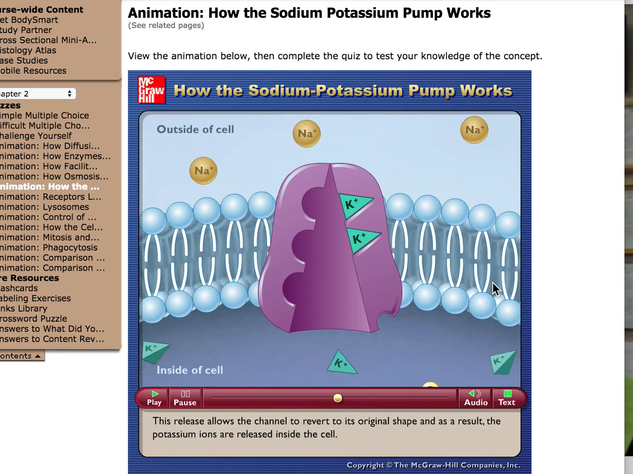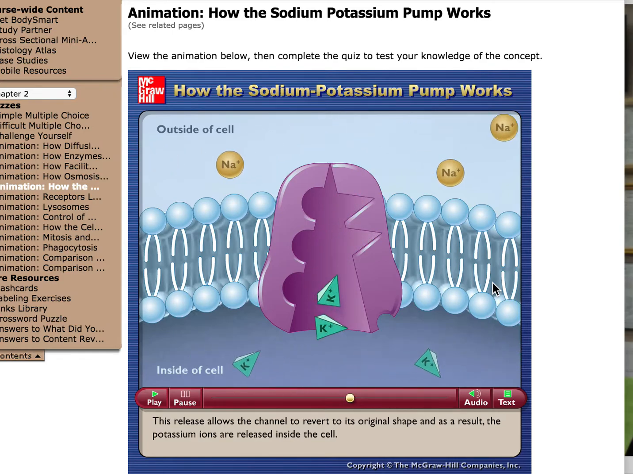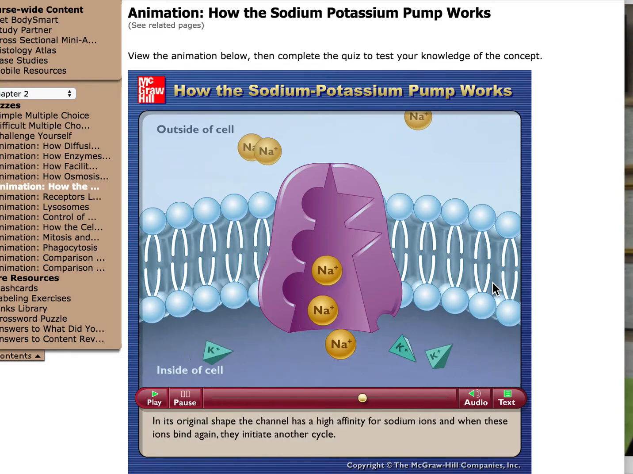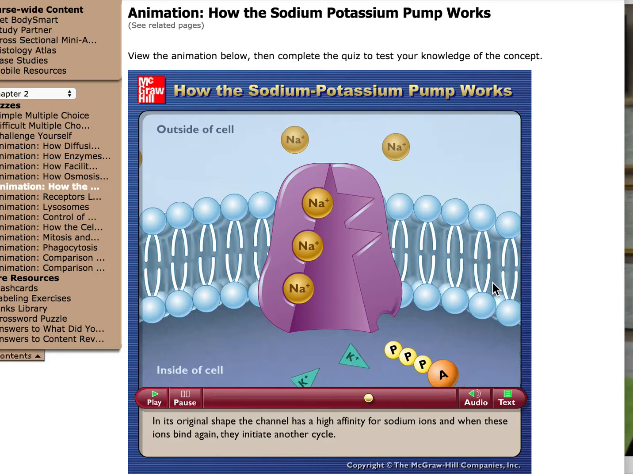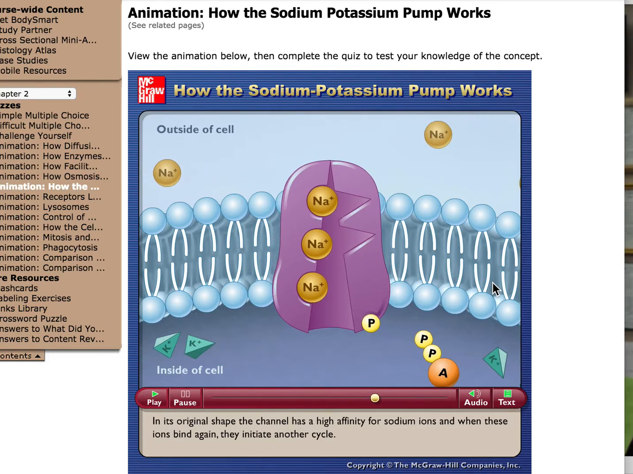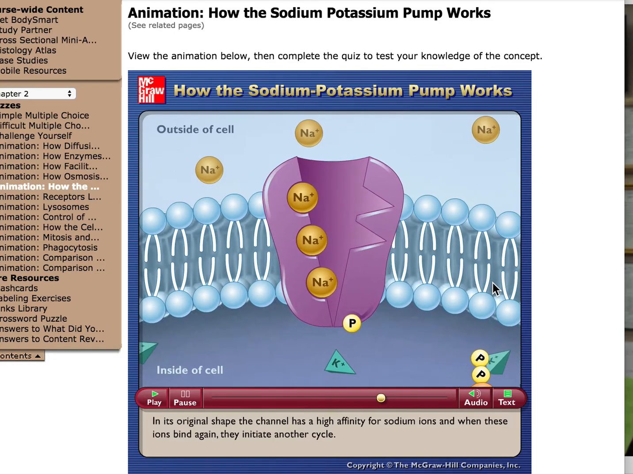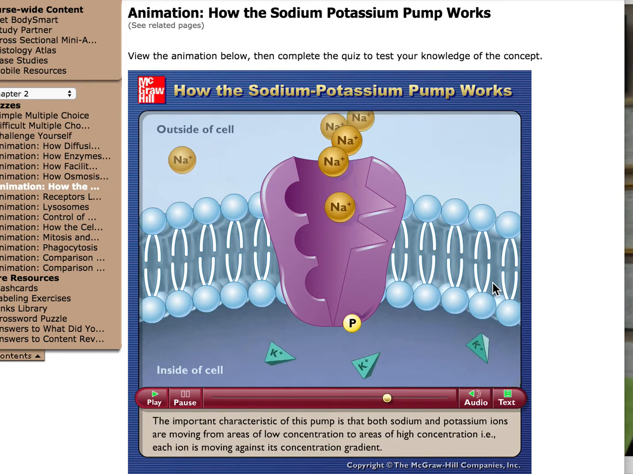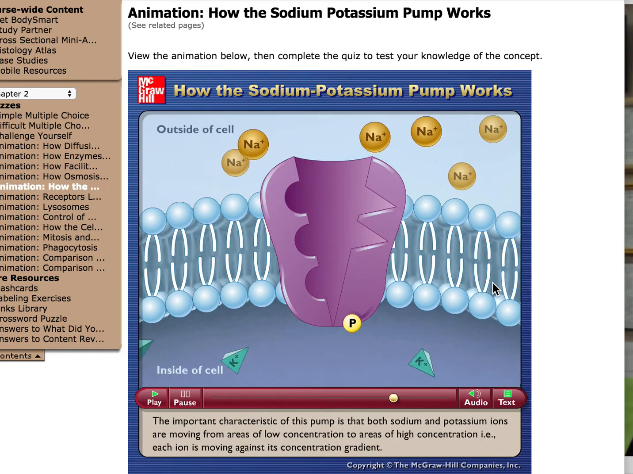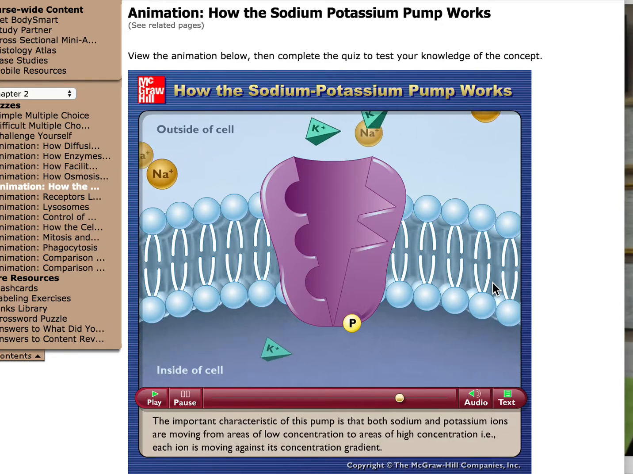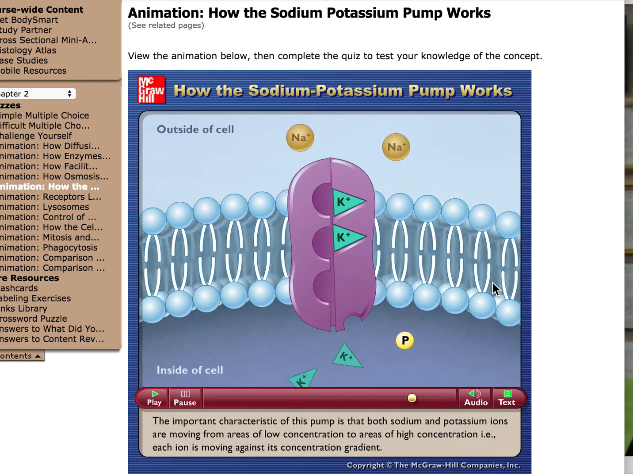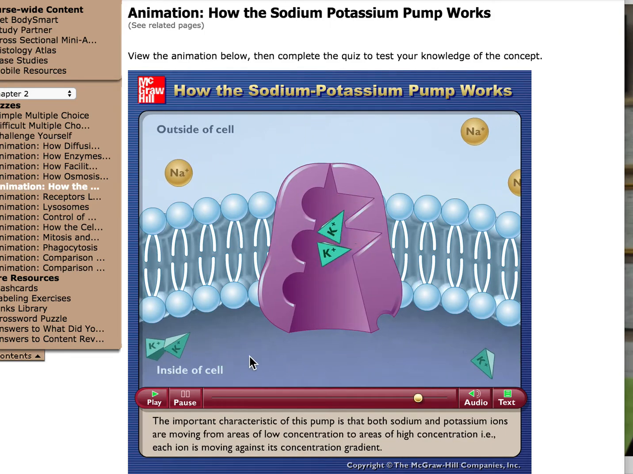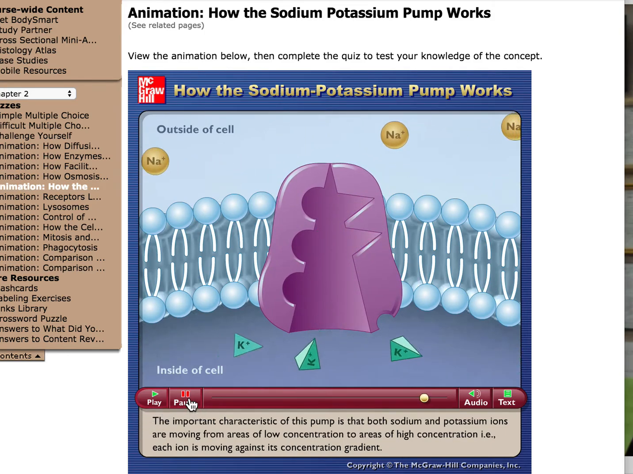This release allows the channel to revert to its original shape, and as a result, the potassium ions are released inside the cell. In its original shape, the channel has a high affinity for sodium ions, and when these ions bind again, they initiate another cycle. The important characteristic of this pump is that both sodium and potassium ions are moving from areas of low concentration to areas of high concentration.